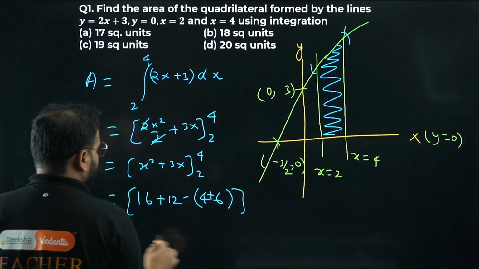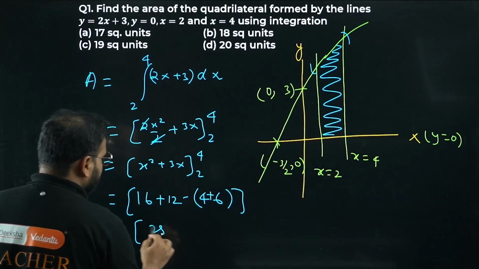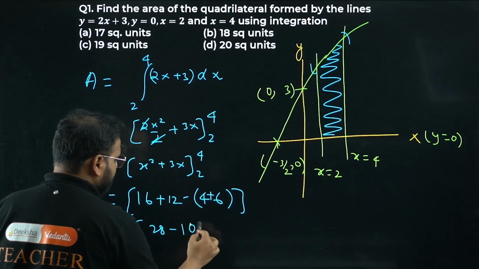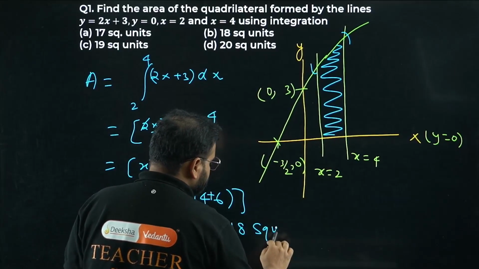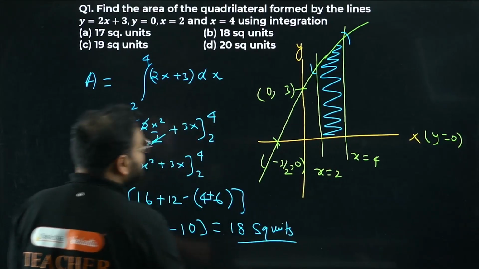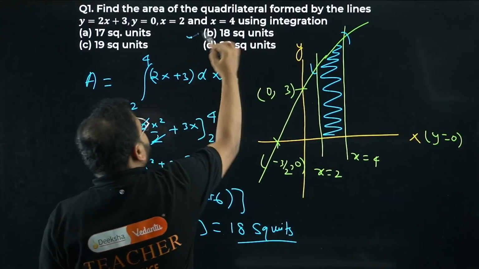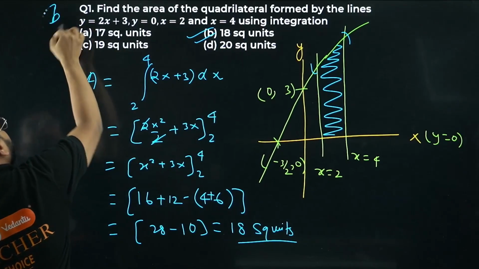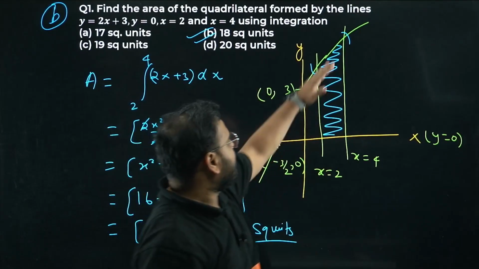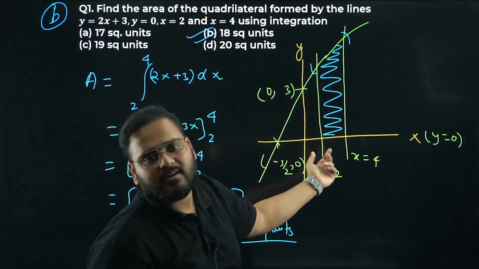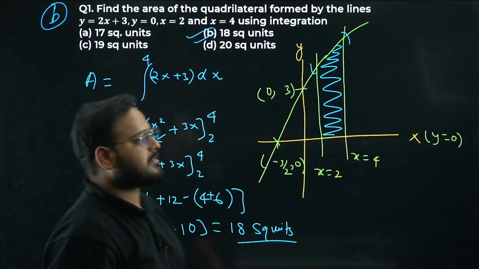What am I getting now, please check. 28 minus 10, answer is 18. It's the area, so square units. Any option like this, please check. Option is B, sir. Have a look. Very simple question, very simple approach. Between this, under this curve, what is the area? Between the constraint 2 to 4 for x.